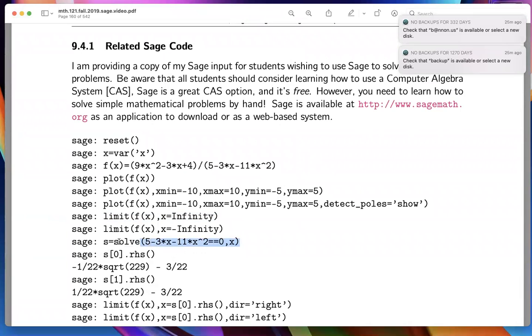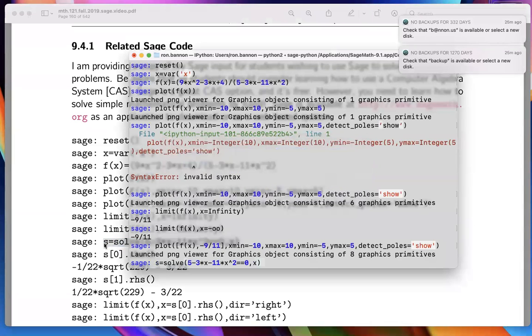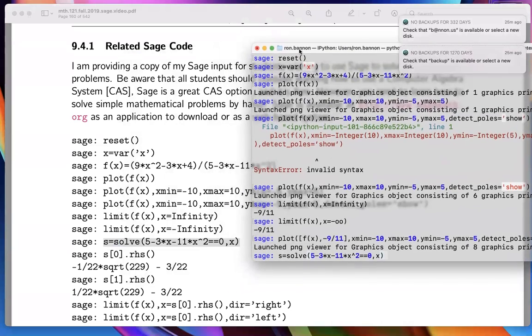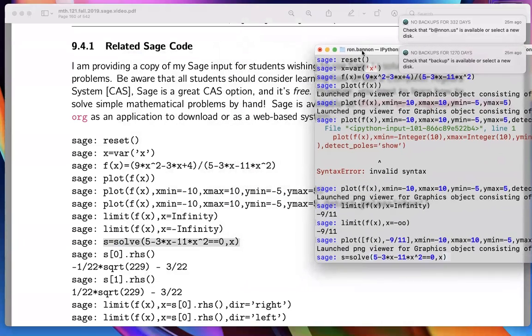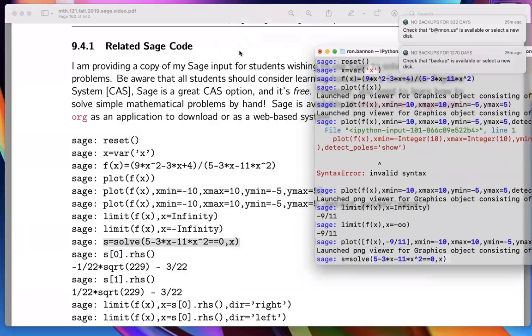And I want to talk about this line over here. And again, we're trying to learn. Someone says, what's that thing there? Well, let me look back over my code and see if I can make any sense of that. That's 5 minus 3x minus 11x squared. That's actually the denominator. And what's S? S is being assigned the solution to the problem. Like, when is it 0? Now, when does it equal 0? That's going to be at the vertical asymptotes.